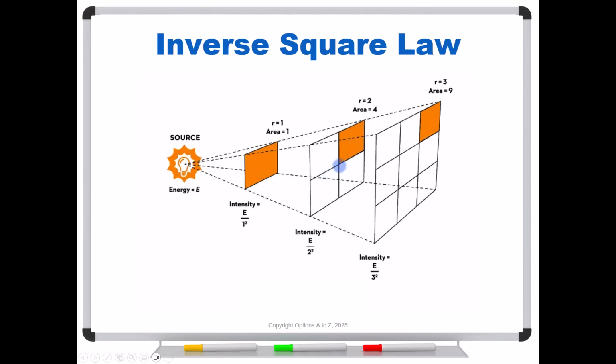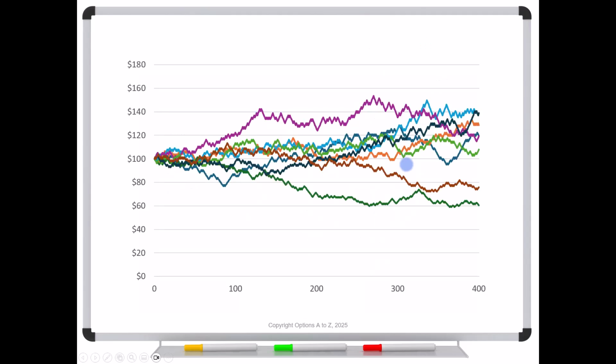Now we have 4, and we have 9. There's just a lot more places for it to go, and that's probably the simplest way to understand what's happening with stock prices. So here's a simulation in Excel, and I've got about 6 or 7 different simulated paths. We have 400 trading days.